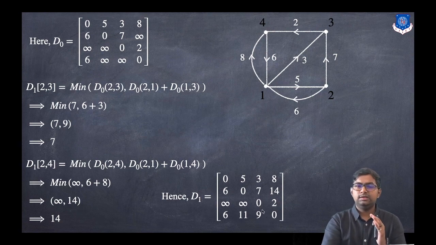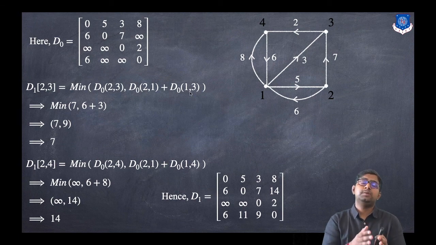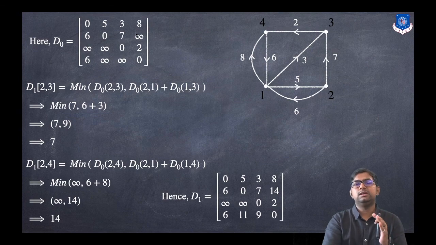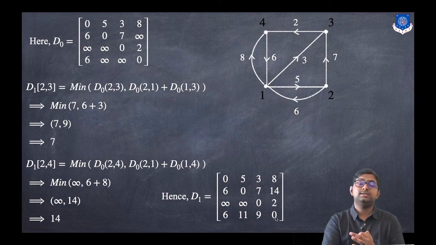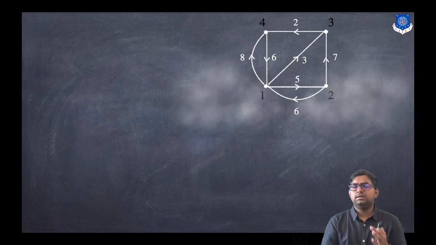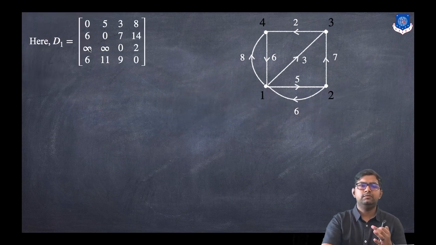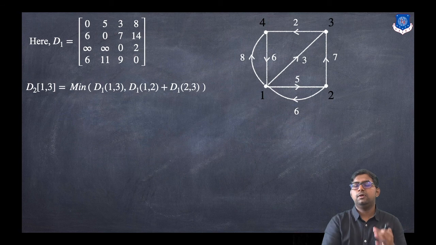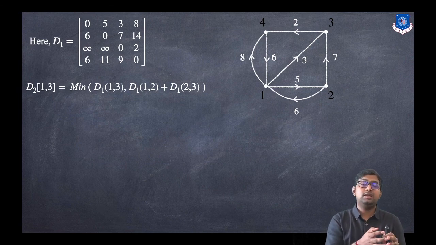Now let us calculate this entry, 4 and 3. Previously it was infinite. Now for 4 and 3, that is 4 1 and 1 3. 4 1 is 6, and 1 3 is 3, so their addition is 9. And the last entry is 0. So this is how you can calculate D1. Now this graph is the same, and here we have this D1. Now for D2, we will put 2 in between each and every vertex, and we will check whether there is a shortest path via 2 or not.